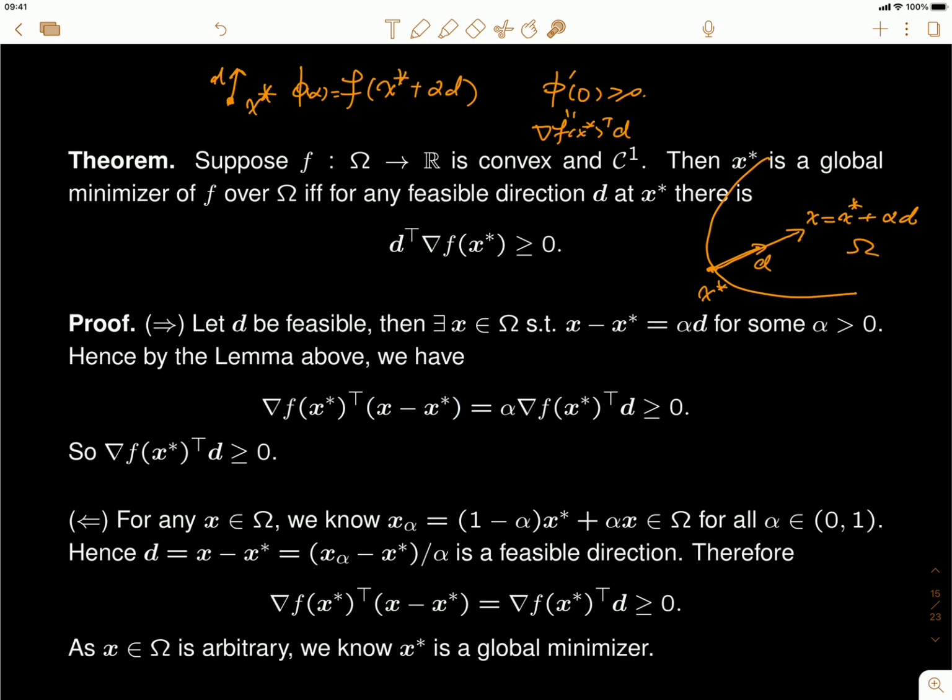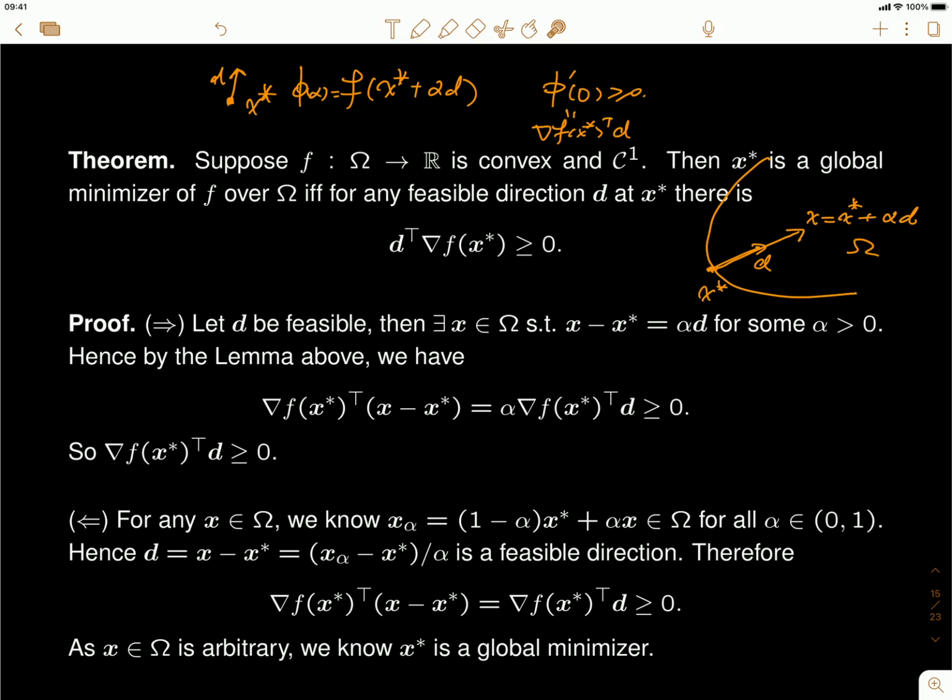Okay, and then I substitute in, I will get this alpha times that is greater than or equal to 0. Now alpha is greater than 0, meaning that this is greater than or equal to 0. And this shows that this is actually a necessary condition, as we did before. And the key is how we show that this is also a sufficient condition. How do we show that this being true for any feasible direction d implies that x star is a global minimizer?